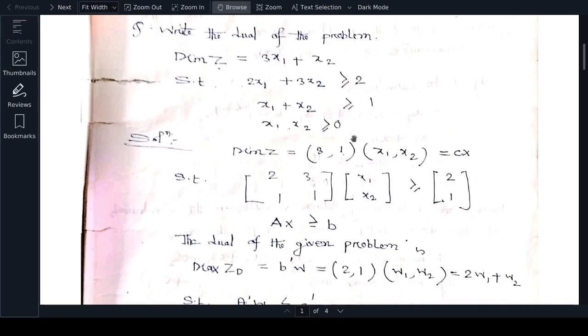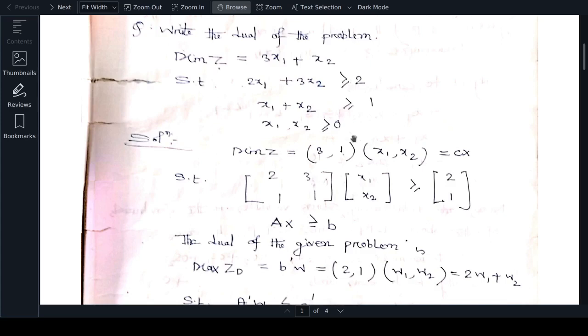First, in the solution of the first problem, min z equal to, the objective function is 3x1 plus x2, so we can write it in vector format. 3 comma 1 into x1 comma x2 means 3 into x1 plus 1 into x2. So we can give the name c into x. So this is c into x.